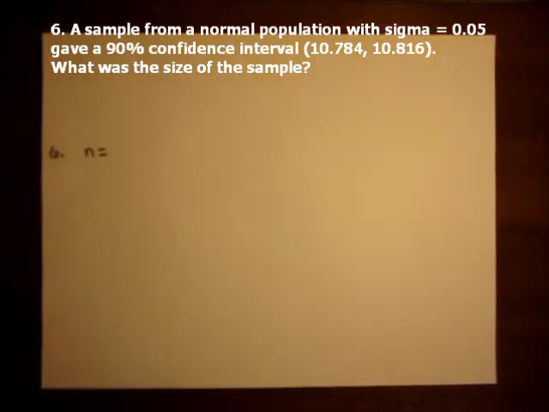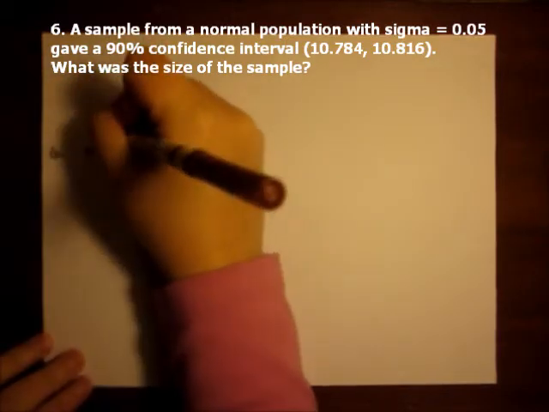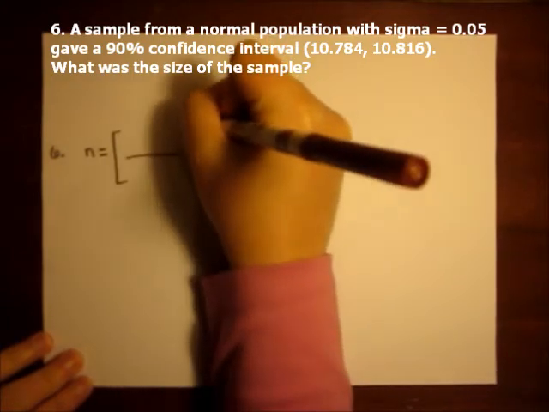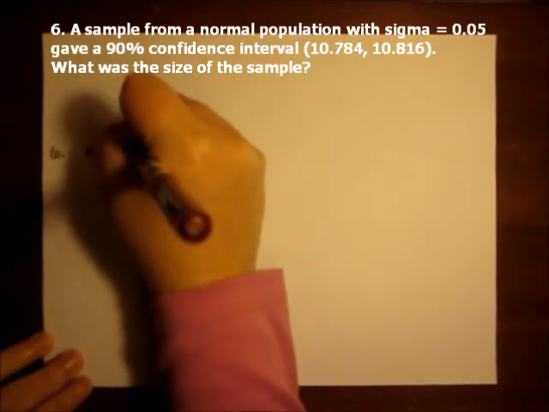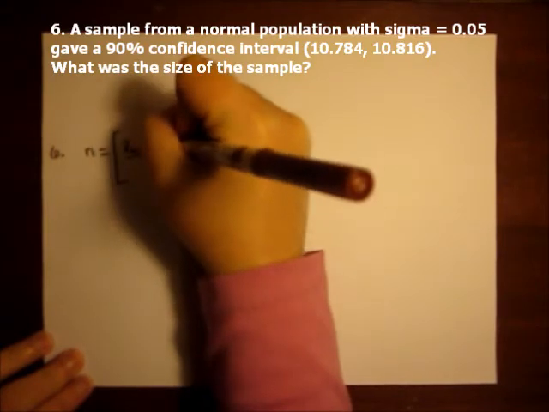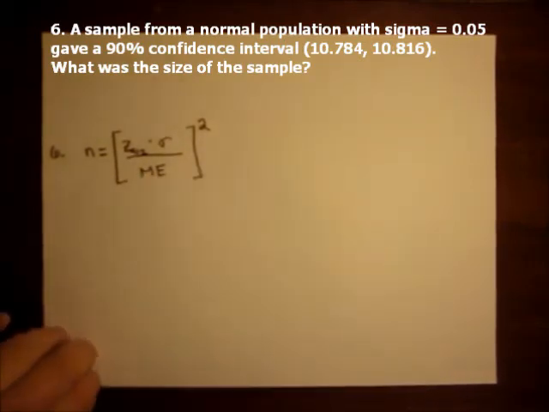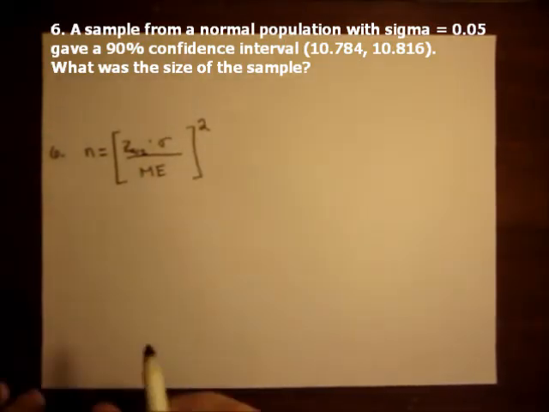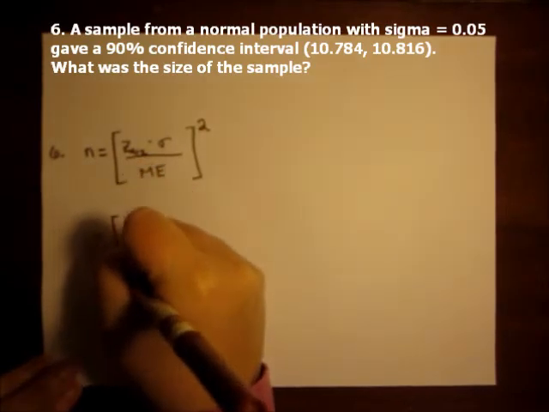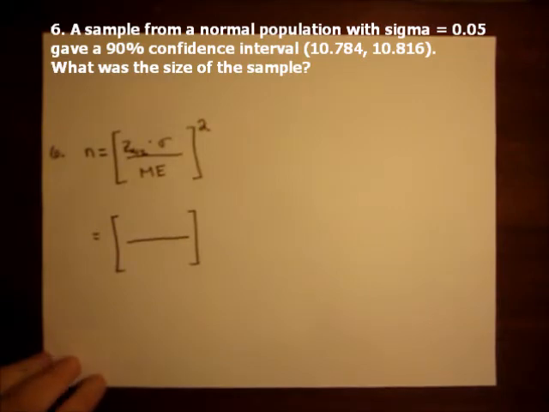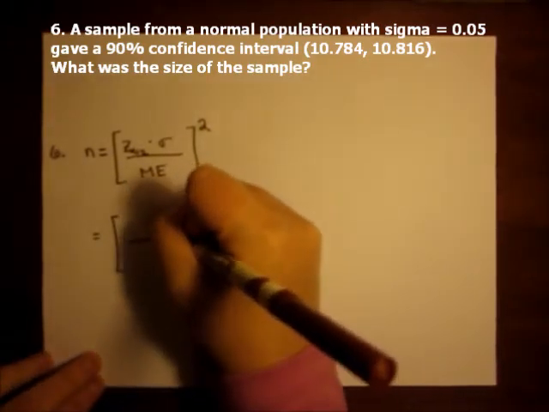So since 10.784 and 10.816 don't look like proportions, I'm going to infer that this is a question about a mean. Okay, so the formula for n, when I have a confidence interval for the mean, is z alpha over 2 times sigma divided by the margin of error all squared. Okay, so we need to find each of these three different components. Okay, some of it is given to us directly. The sigma is the 0.05.